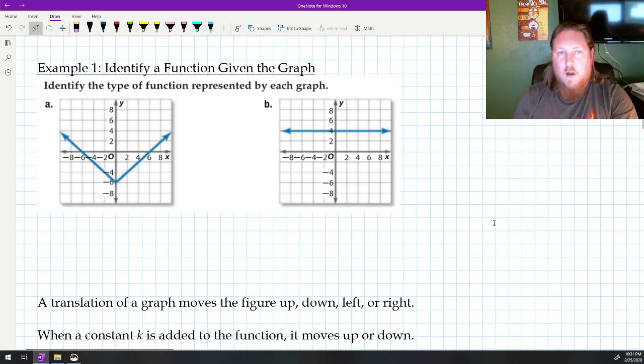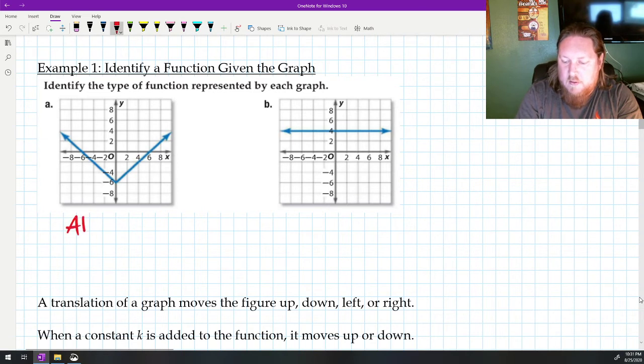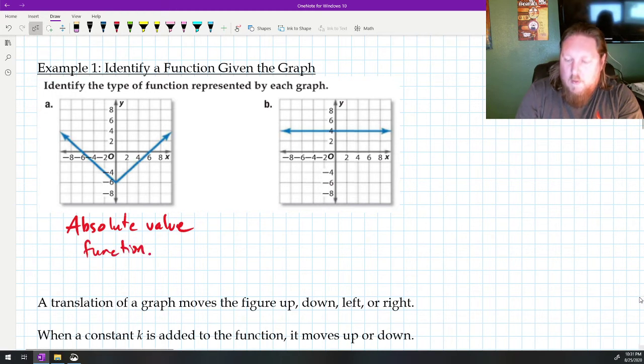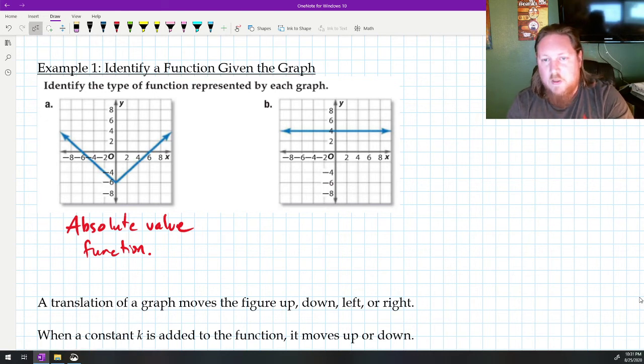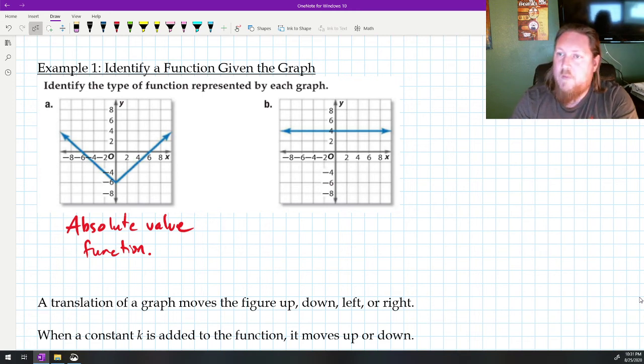So I see straight lines making a sharp turn. That immediately yells at me, this is an absolute value function. Nice, I've classified it. That's all we're trying to do, just classify it. I don't have to figure out what the equation is or anything like that. Though, I mean, I could, but we're not doing that right now. Here, this is a nice horizontal line, right? So that meant it was a constant function.